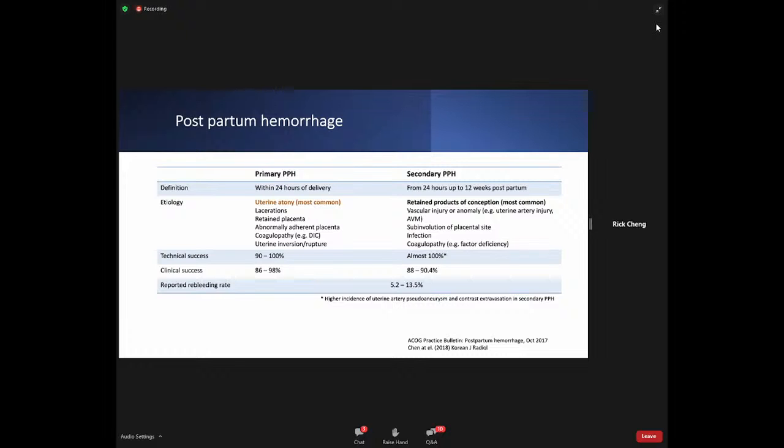A basic knowledge of the causes of postpartum hemorrhage is essential, just so that we know how to best manage and treat it. Based on reported studies, transarterial interventions or embolization in the setting of postpartum hemorrhage have a high technical and clinical success rate with low reported complication rates. Reported rebleeding rates range from 5.2 to 13.5%, and no significant adverse events related to fertility or radiation exposure have been reported in the literature.